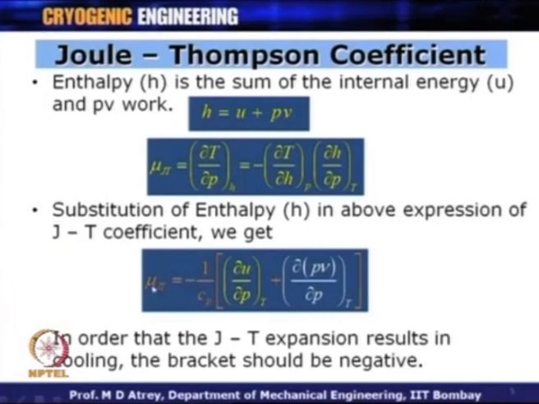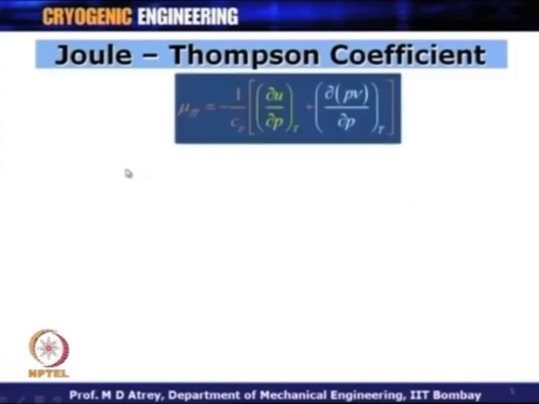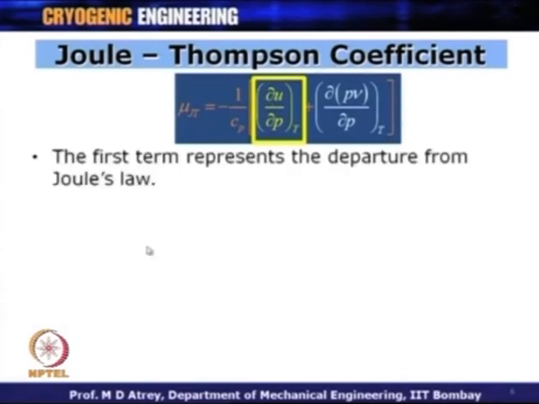Now, let us talk about the first parameter, that is del U by del P, because essentially the values we get from del U by del P at constant temperature and del by del P of PV will decide what the net sign of this bracket is. The first term is the variation of internal energy with pressure at constant temperature. This term represents departure from Joule's law. Joule's law states that the internal energy is constant for a given temperature, and here we are talking about changes in internal energy with pressure when the temperature is maintained constant.